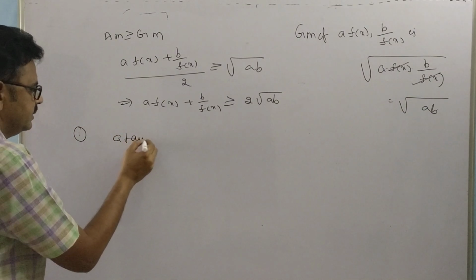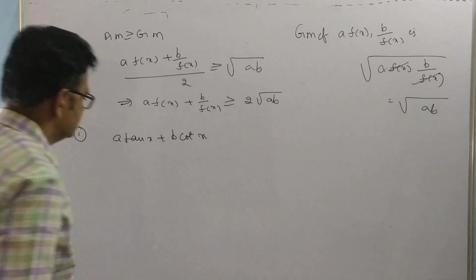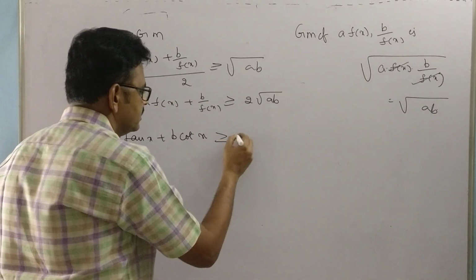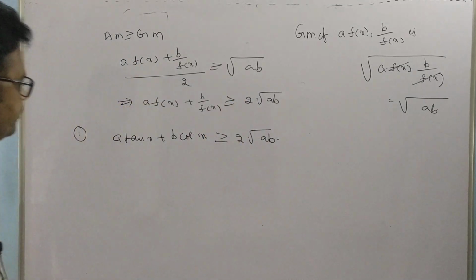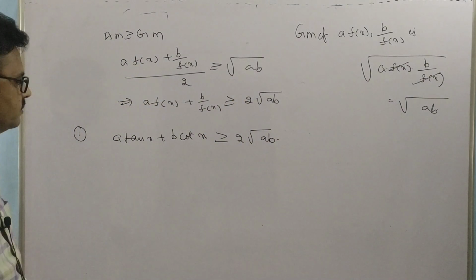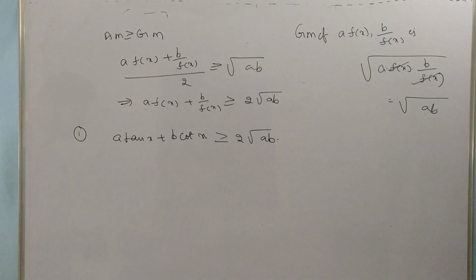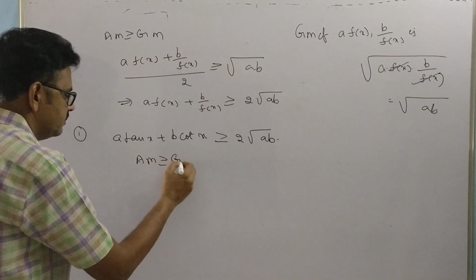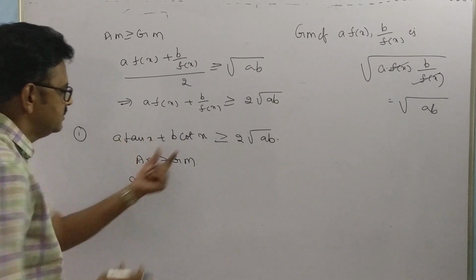A tan x plus B cot x is greater than or equal to 2 root AB. Same process by applying AM greater than or equal to GM, where A and B are positive. That is applying AM is greater than or equal to GM. So this is A, treat as A, this is B.